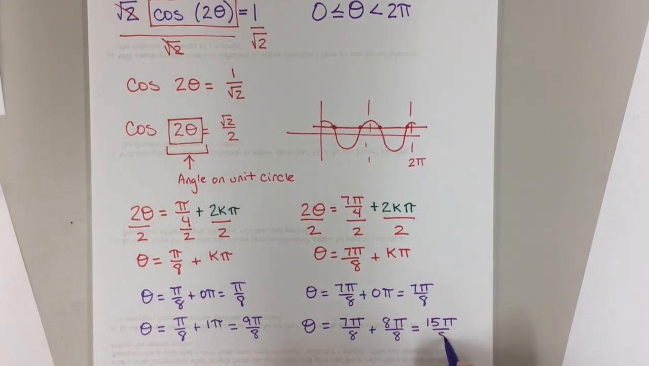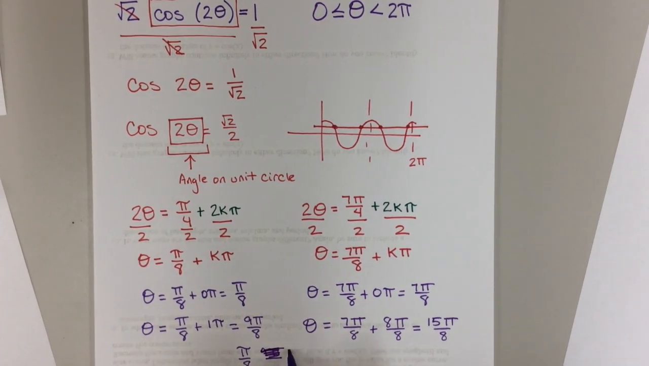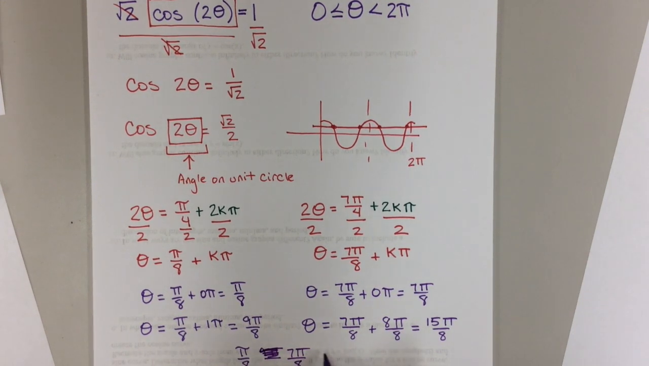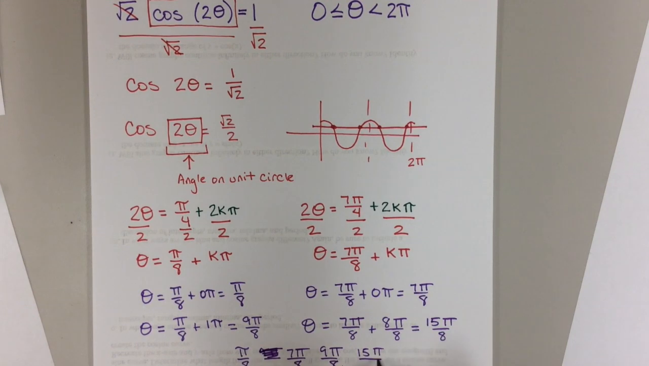15 pi over 8. Now 15 divided by 8 is still less than 2 pi. But if we go much higher, because 16 over 8 is 2 pi, we're going to be too big. So our solution is pi over 8, 9 pi over 8. Oh, hold on. You want to do them in order. 7 pi over 8, 9 pi over 8, and 15 pi over 8. So those are all the values that theta can be.